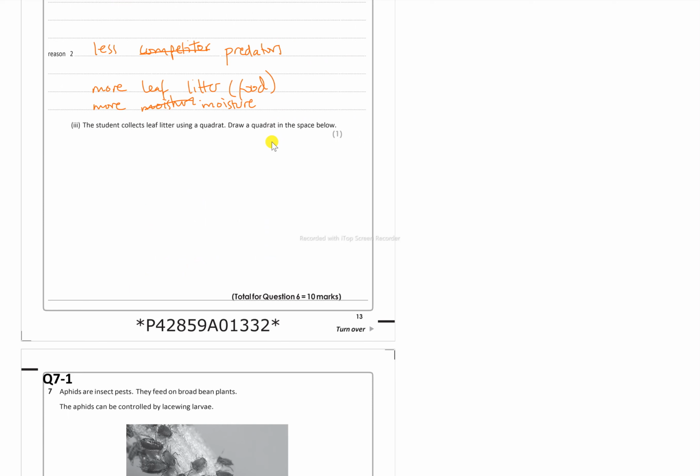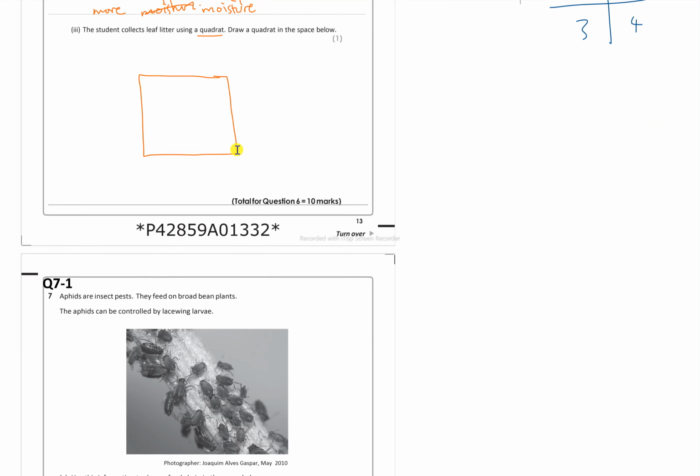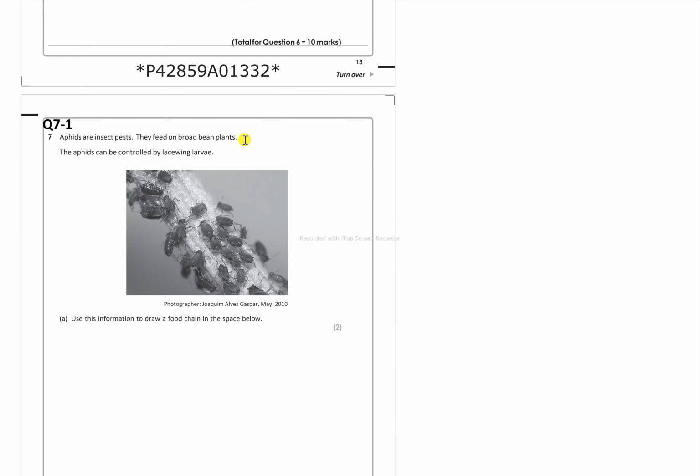A student collects leaf litter using a quadrat. Remember we said a quadrat is a square, typically half a meter by half a meter, made out of wood or metal or even plastic. Right. One thing, do not use the word quadrant. That is a part of your maths thing. So this is your first quadrant, second quadrant, third quadrant, fourth quadrant. They don't want that. And some students do write quadrant. It is a quadrat. Okay.